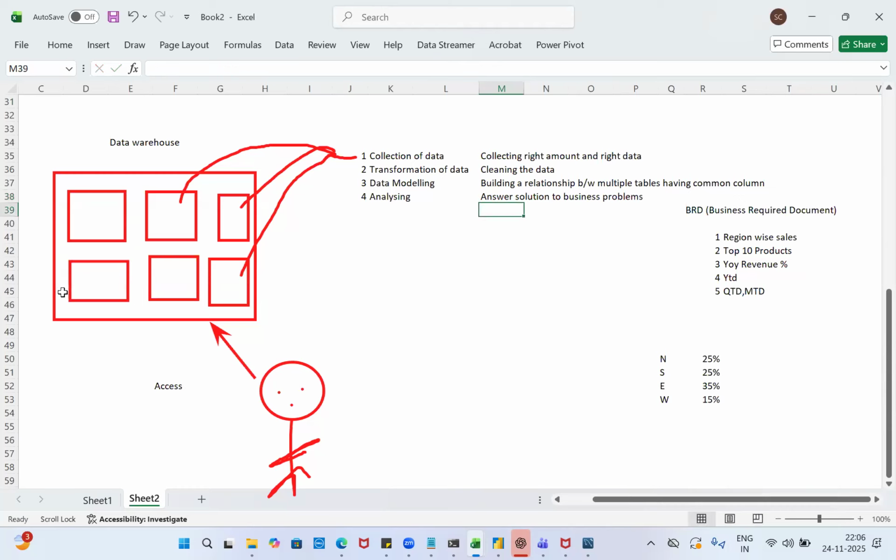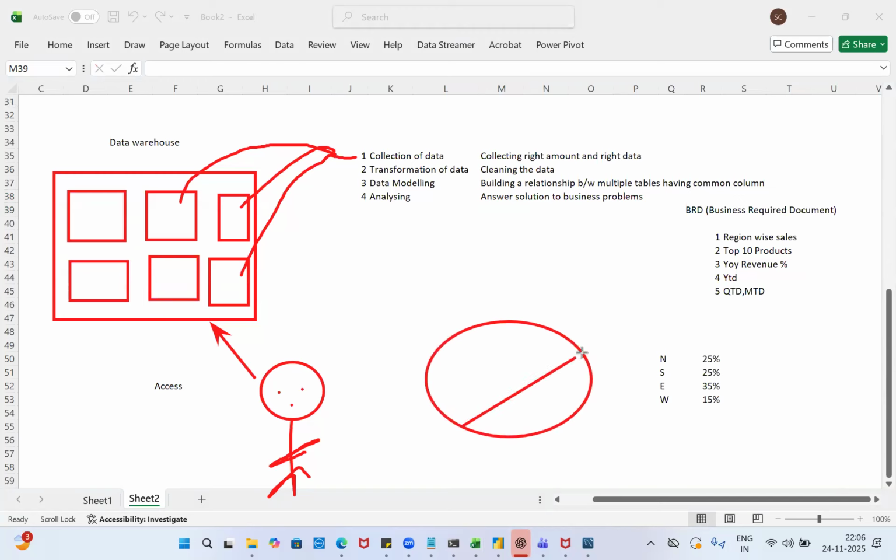Finally, whatever output you got, by using some DAX, or by just drag and drop, or by using a pivot, that particular answer you're trying to put in a pie chart, meaning in a pictorial representation. Let's understand: this is north, I'm just plotting this in a chart, this is east, south, west. North here is 25 percentage, south also 25 percentage, east is 35 percentage, and west is 15 percentage.